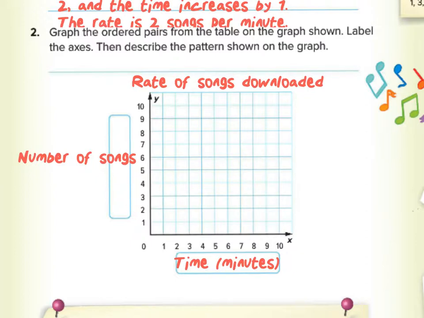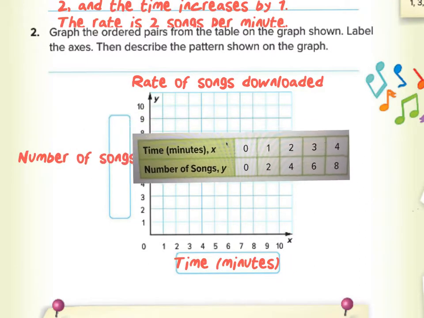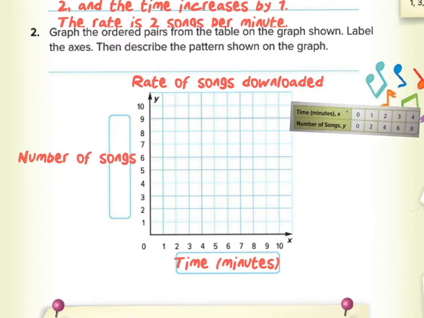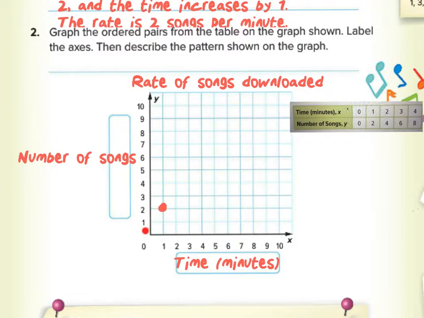Okay, let's look at the table again. Here's our table, and I'll put it to the side where we can still see it, but it's not in the way. Okay, let's start plotting our dots. I will choose red because it's easy to see, and a large dot. And so we have 0, 0, and then in the first minute, we have 2 songs. So we go horizontally first, and then up. In the first minute, we have 2 songs. And then in the second minute, we will have 4 songs. There it is. In the third minute, we have 6 songs.